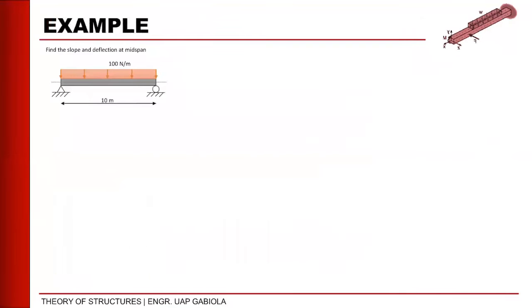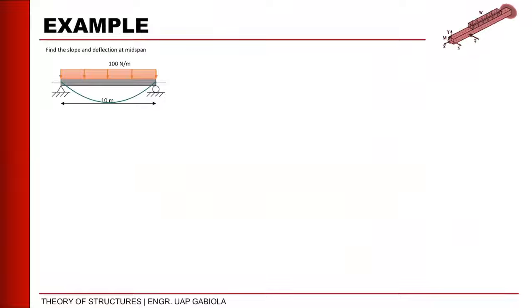So, let's have our first numerical example. A simply supported beam 10 meters in length with a uniformly distributed load of 100 Newton per meter. Okay? We are asked to find the slope and deflection at midspan. When we assume our elastic curve, since this is a uniformly distributed load along the entire length, we can assume that the elastic curve will be the same as the previous one, wherein the midspan is our greatest deflection, or maximum deflection.